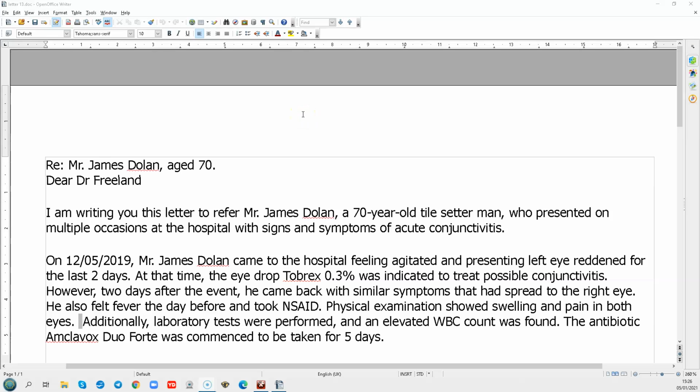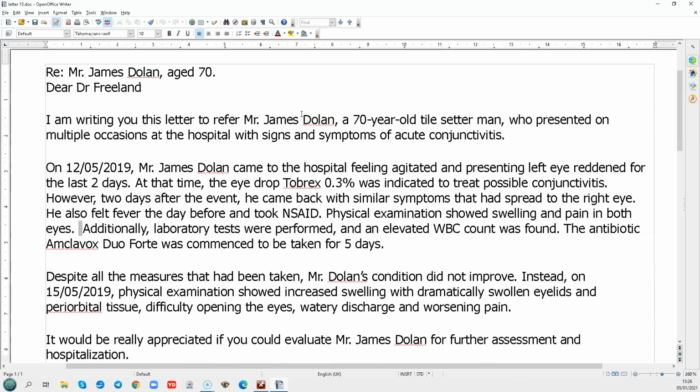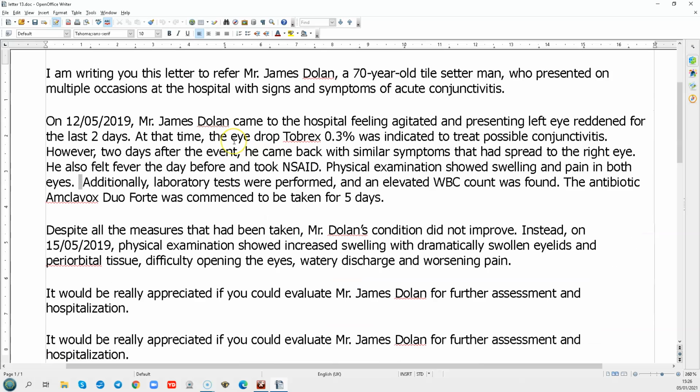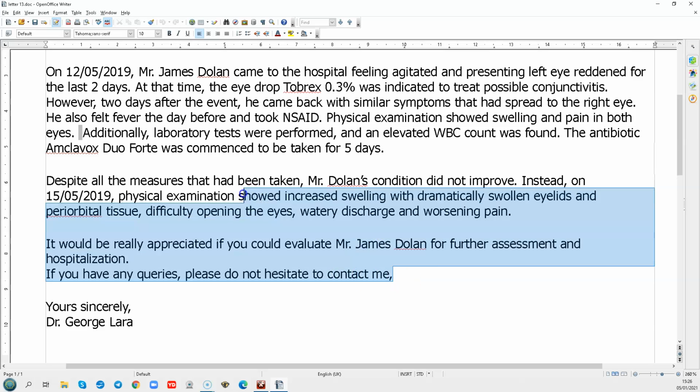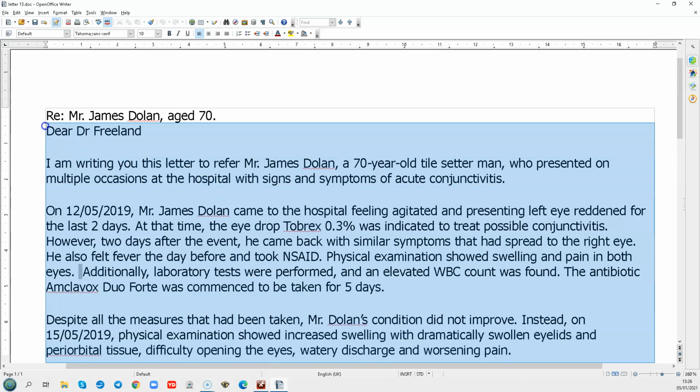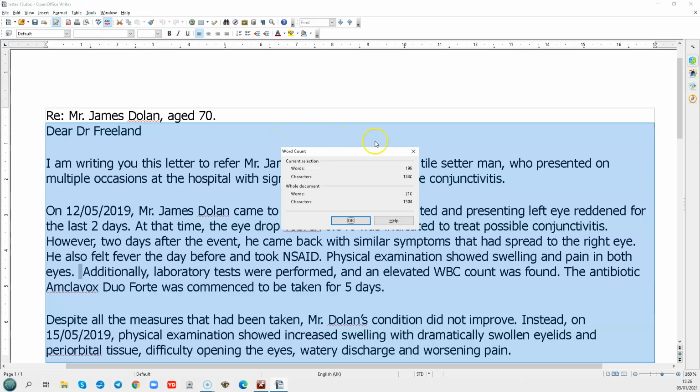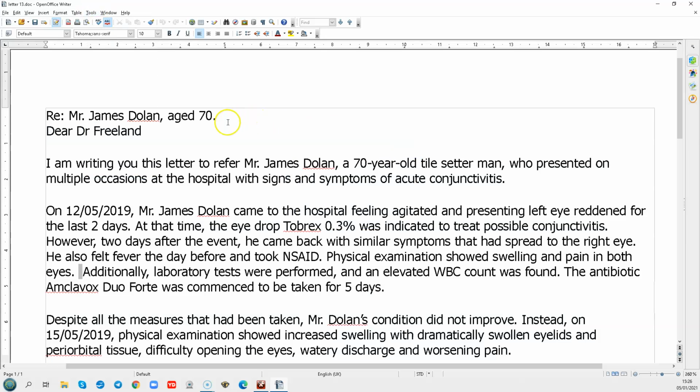Okay, let's have a look at this letter. So, Mr. Dolan is 70. Okay, right. Well, check my word count first. See what we've got. And it's 199. Okay. So, if you've got his age here, you don't need to put it there, because you've kind of mentioned it twice. You can put the DOB there, but we have a name here.